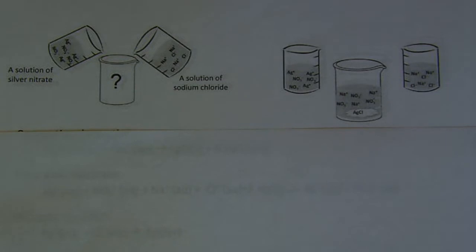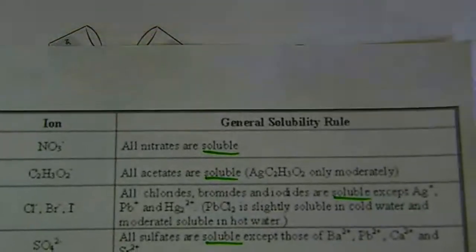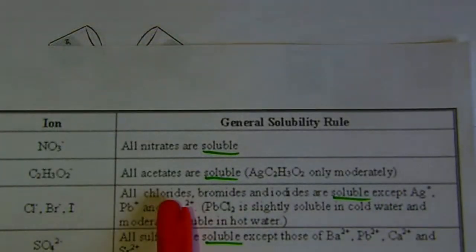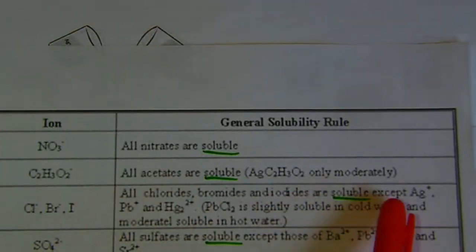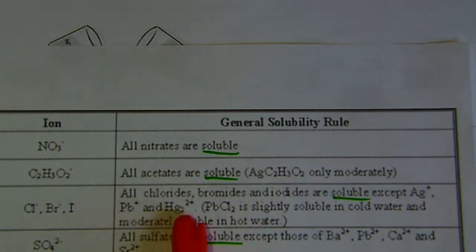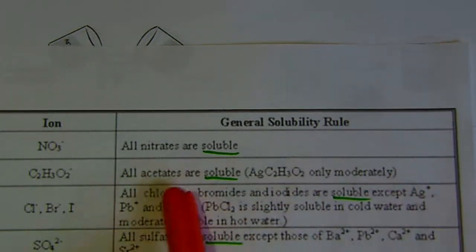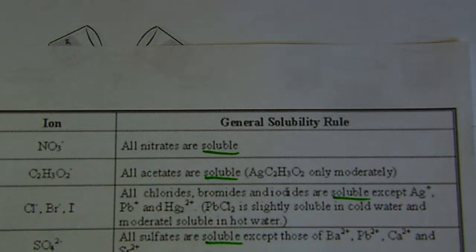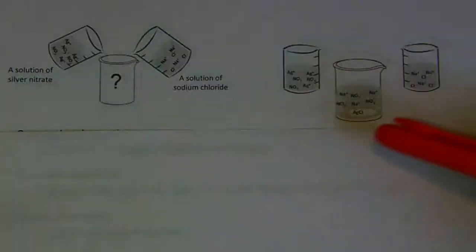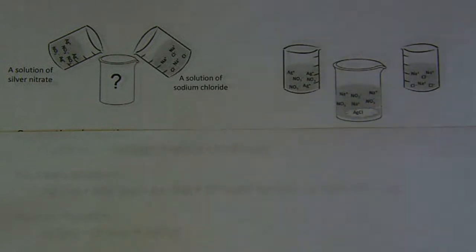If we look at our solubility rules, it says that all chlorides are soluble except silver, lead, and mercury. So that means that when my silver pairs with my chloride, that results in something that's not soluble. And we see that crashing out of solution as a fluffy white solid. That is a precipitate.